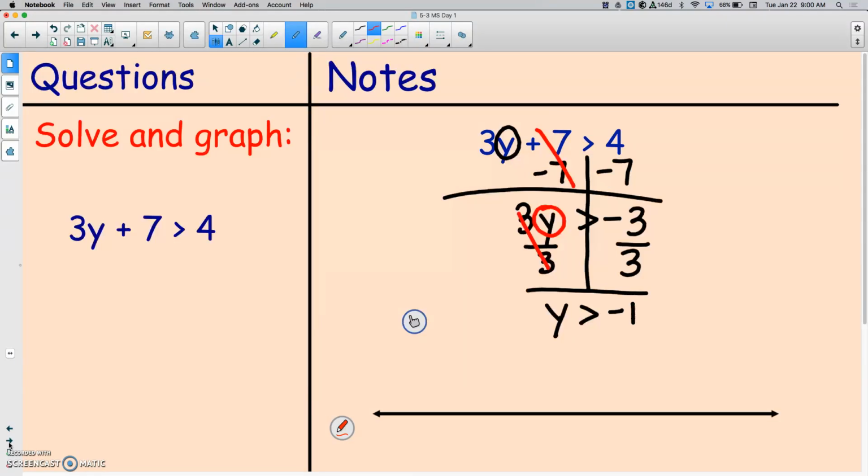Negative 3 divided by 3 is negative 1. So on my graph, I need negative 1. Greater than is an open circle going to the right. And two numbers that are greater than negative 1 would be 0 and positive 1.